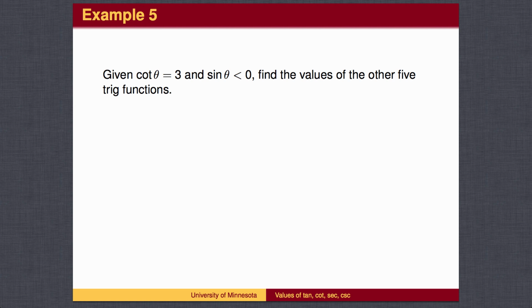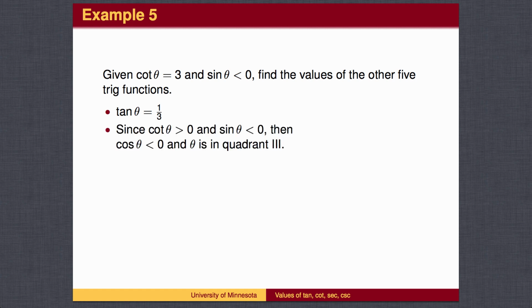If you are given the cotangent value, take the reciprocal to find the tangent and then follow the tangent procedure. Here, we know cotangent of theta equals 3, and therefore the tangent value should be the reciprocal of 3, which is 1/3. We then label the appropriate triangle. The opposite over adjacent should be 1 over 3.